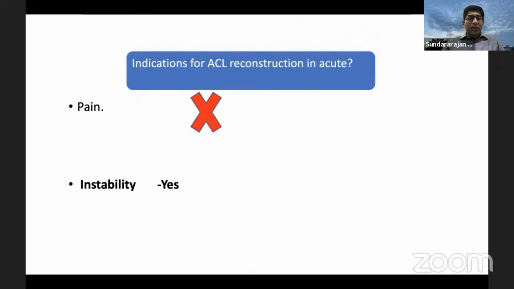The other indication is if the patient has associated injuries like meniscus or collateral ligament injuries or cartilage injuries. These are the patients who require ACL reconstruction along with addressing the associated injuries.